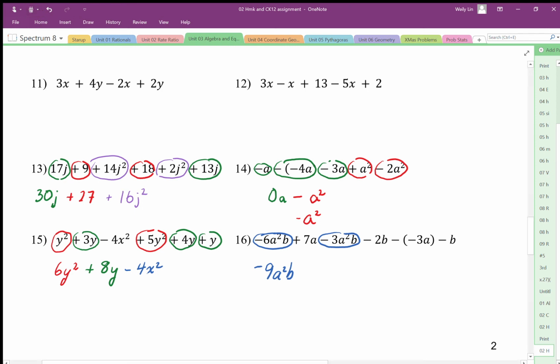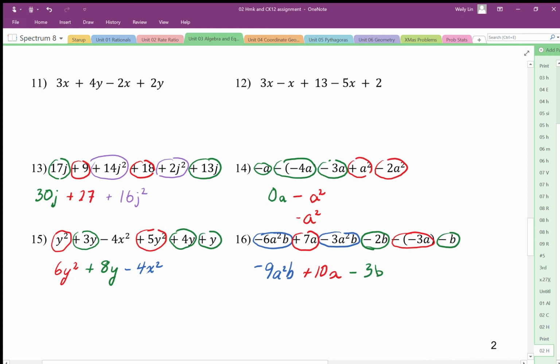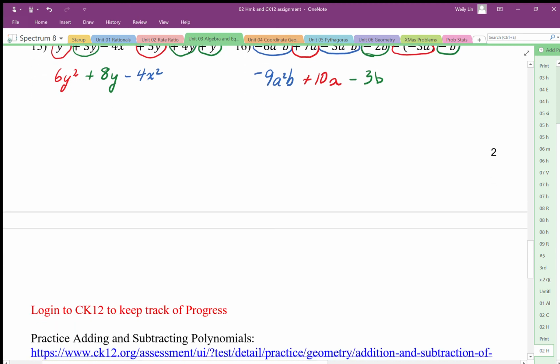Okay, and then this one here, we're going to have plus a. This is going to be minus negative, so it's plus as well. So I'm going to end up with plus 10a. And then the last one, I end up with 2 minus 2b's minus b, so I end up with a total of minus 3b. Okay, so those are the solutions for the last ones.